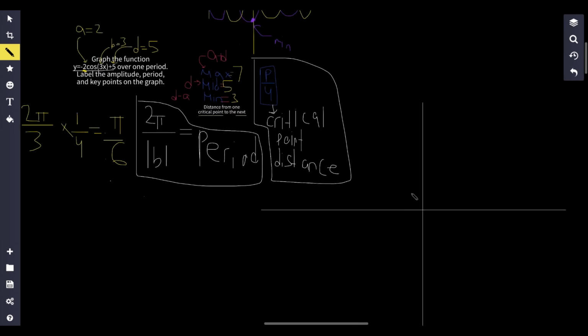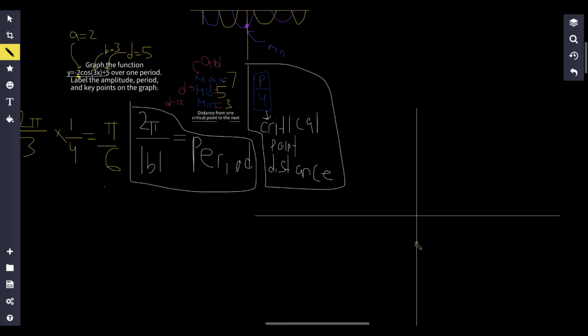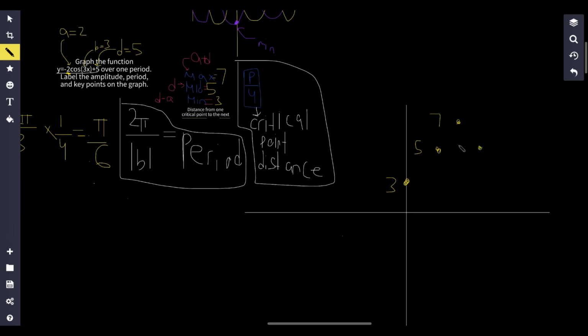So we start at a minimum point. Let me do it in a more vibrant color. We're going to start out at our minimum point, which we said is 3. So it's not going to be down there. I don't know why I drew that. It's going to be at 3. Then we're going to go to the middle point, then to the maximum point, and then back down. So this is how the function sort of looks. I could have drawn it better, so let me do a quick adjustment.